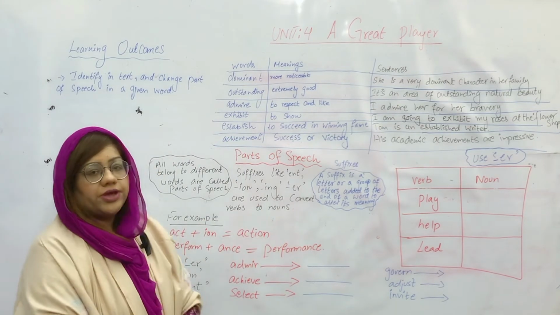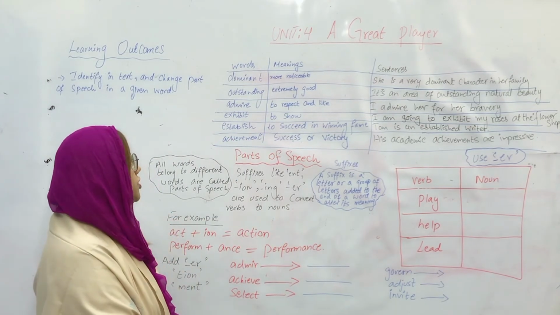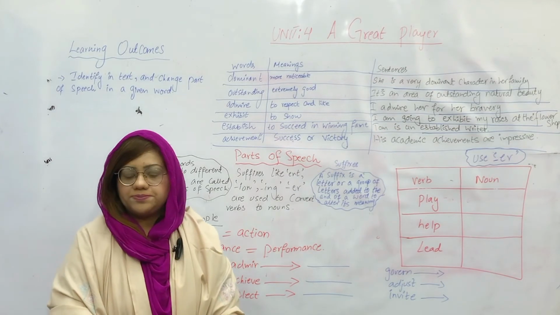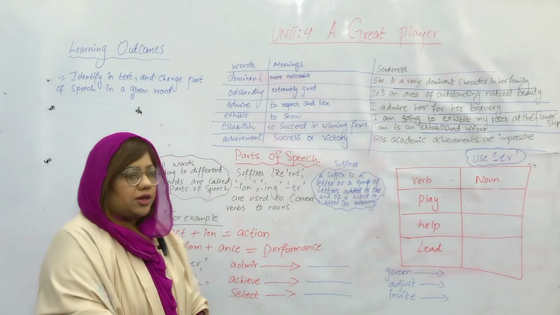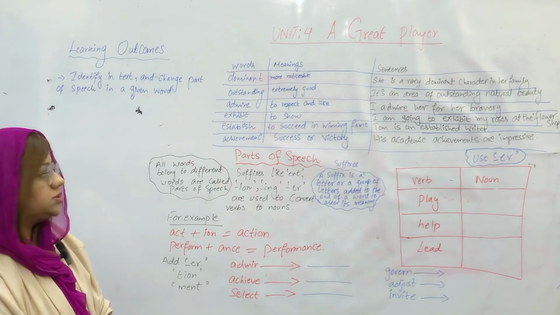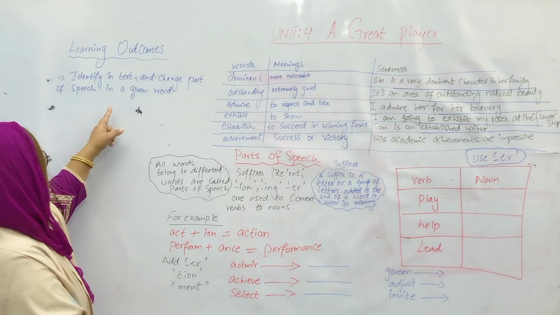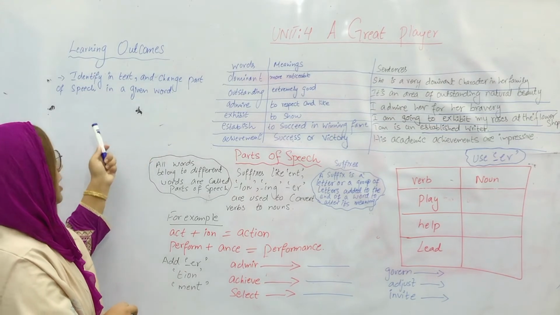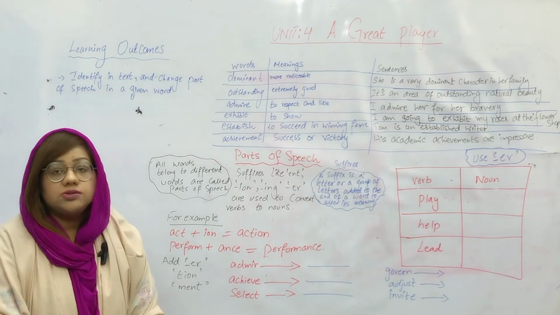Students, today we are going to discuss Unit 4, A Great Player. The learning outcomes at the end of this lesson are to identify in text and change the part of speech of a given word.